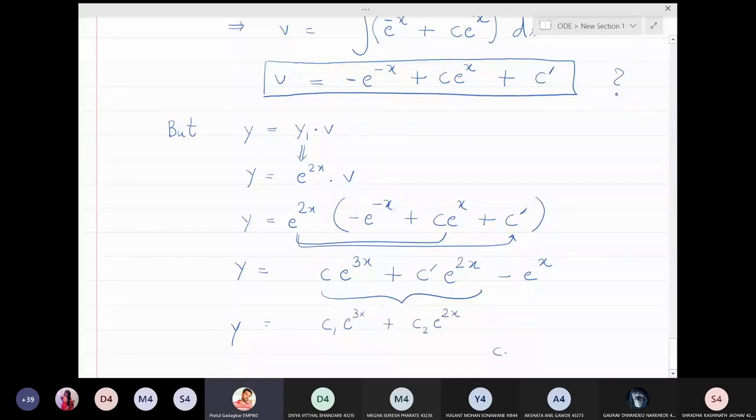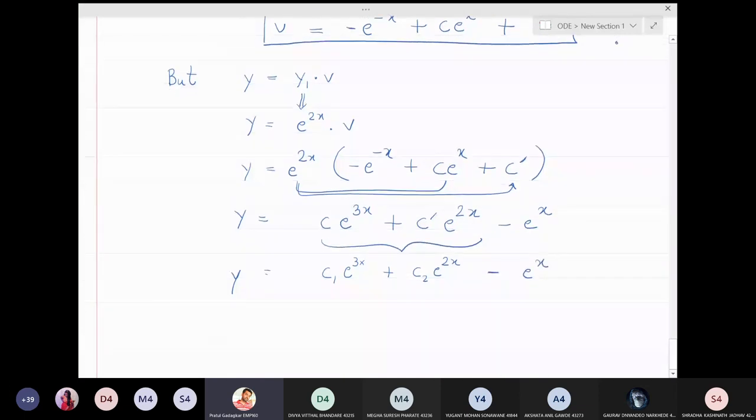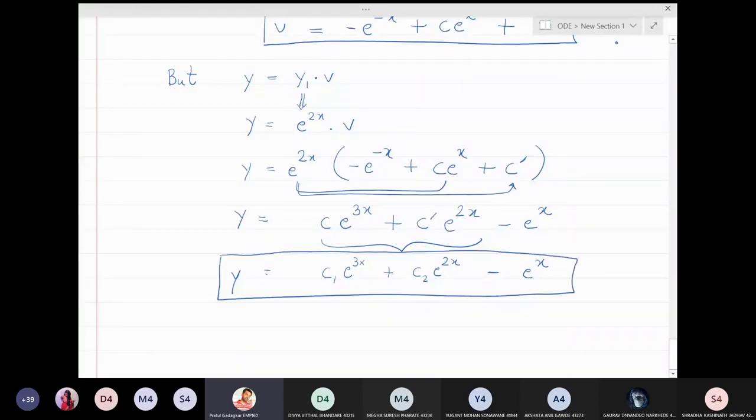Means C1 and C are same. C dash and C2 are same. Okay. And what is this? Minus e raised to x. So you have got, at the end of method of reduction of order, the solution which includes the complementary function and the particular integral both. You've got yc and yp both at the same time. So this will give you a final solution.